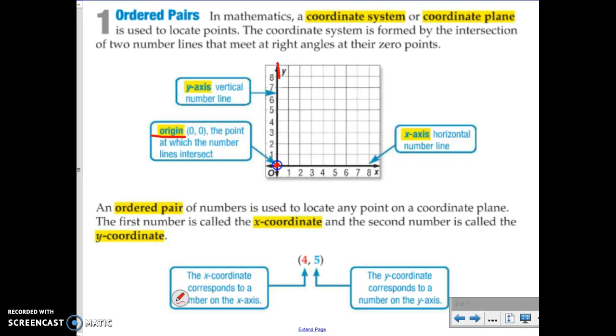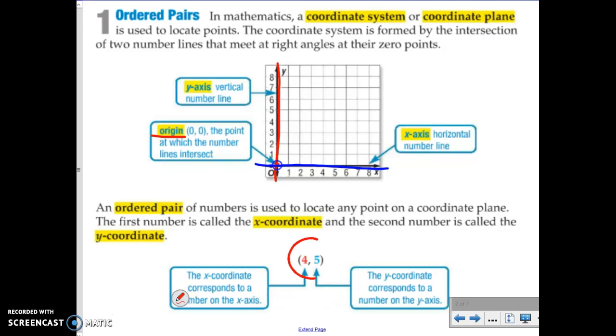Up here, the vertical number line is referred to as the y-axis, and the horizontal number line is referred to as the x-axis. An ordered pair of numbers is used to locate any point on a coordinate plane. The first number is called the x-coordinate, and the second number is called the y-coordinate.